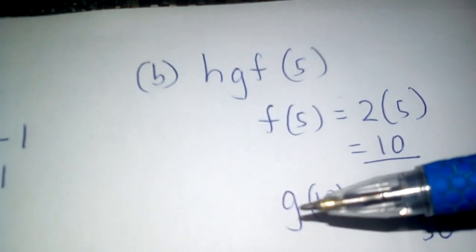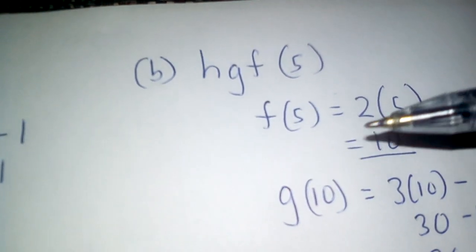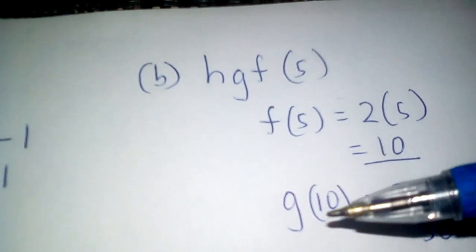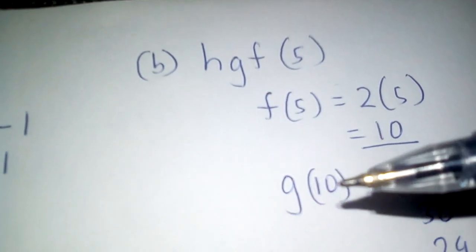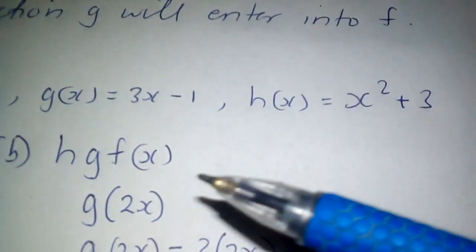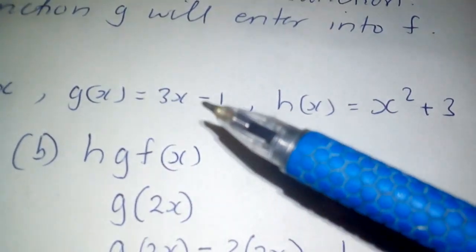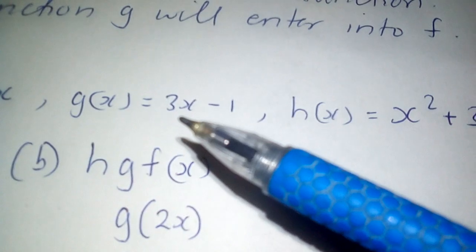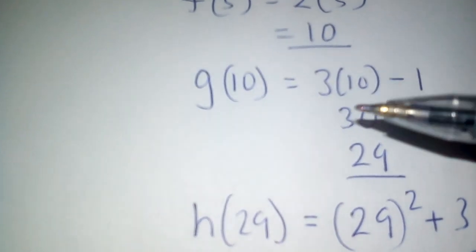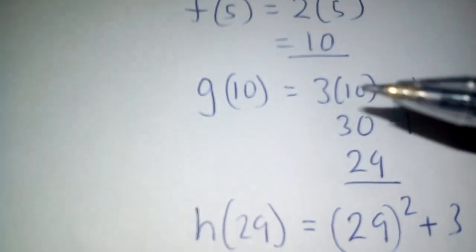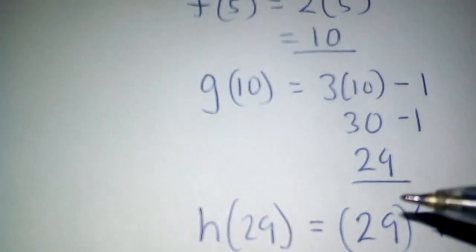So second, I will have to solve G of 10. Why? Because the first function's answer 10 will become the bracket of the second function. So now G of 10. But we remember again, our G is 3x minus 1. So in the place of x, we shall put 10. So when we put 10, we shall get 3 bracket 10 minus 1. This gives us 30 minus 1, 29.